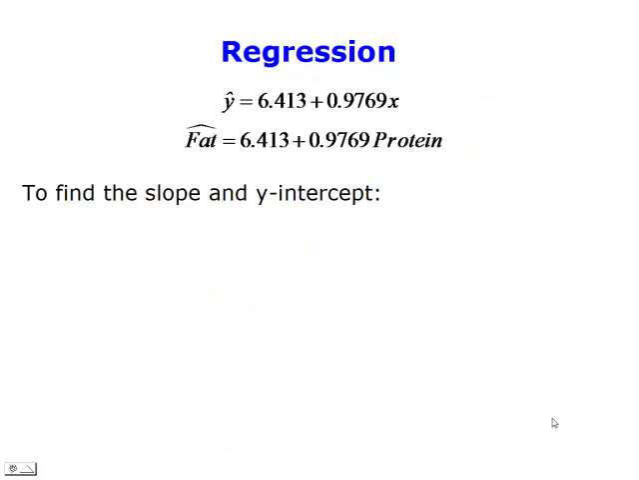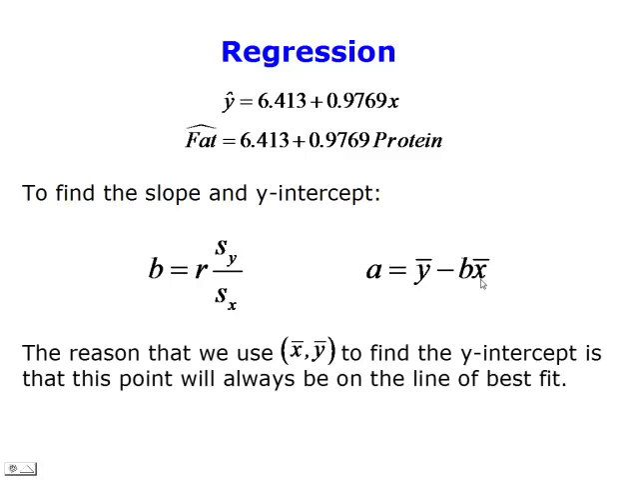So how do we find the slope and the y-intercept if we don't have software to do it? To find the slope, which is b, it's equal to r, which is the correlation coefficient, times the standard deviation of the y's divided by the standard deviation of the x's. A, which represents the y-intercept, is equal to y bar minus b times x bar. And the reason we use x bar and y bar to find the y-intercept is that this point will always be on the line of best fit. And x bar and y bar represent the mean of the x values and the y values.